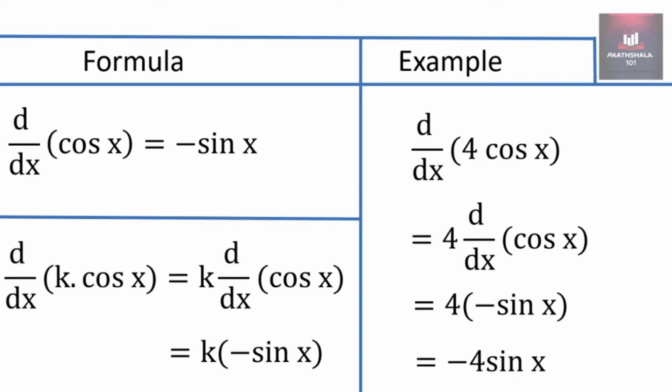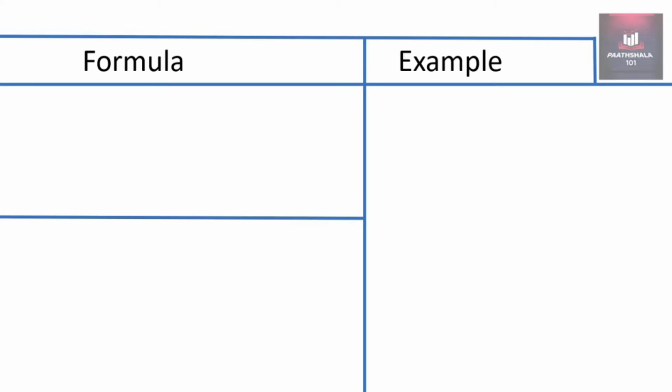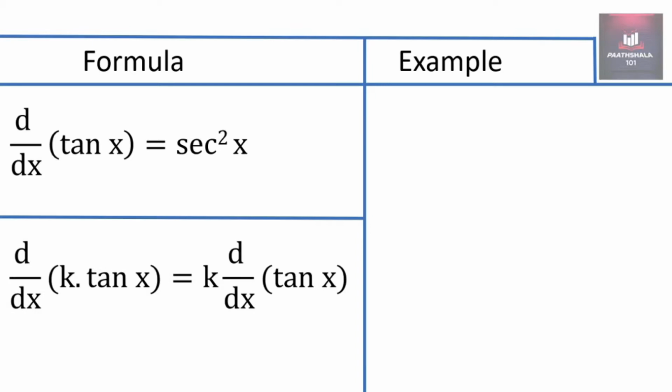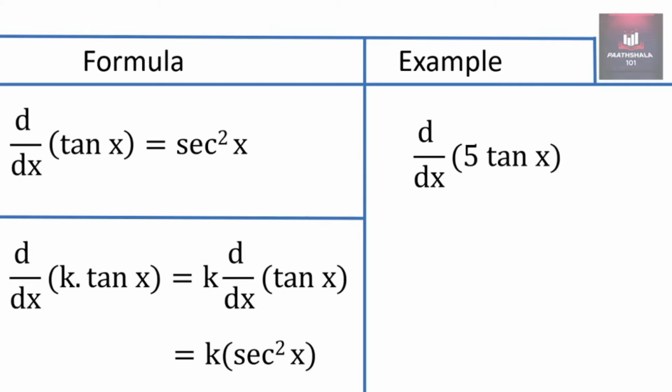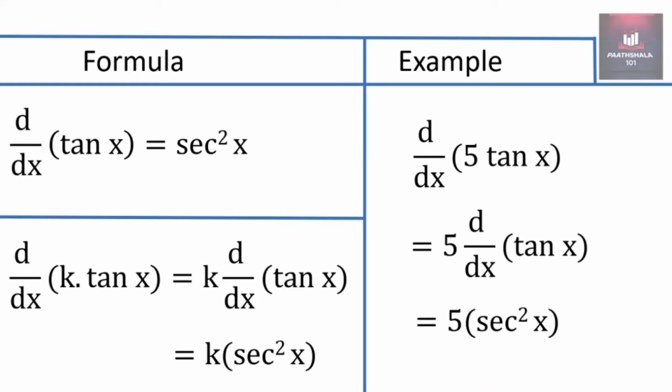Now let's proceed to the next formula. The derivative of tan x is sec square x, and if there is a constant with tan x, that constant will come outside, so it will be k into the derivative of tan x, which comes to k into sec square x. Example, if we want to find the derivative of 5 tan x, 5 will come outside and it will be the derivative of tan x, which will come to sec square x. So the resultant will be 5 into sec square x.